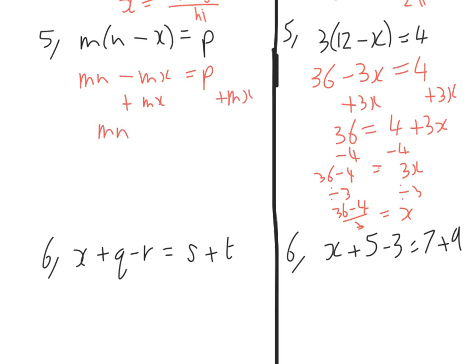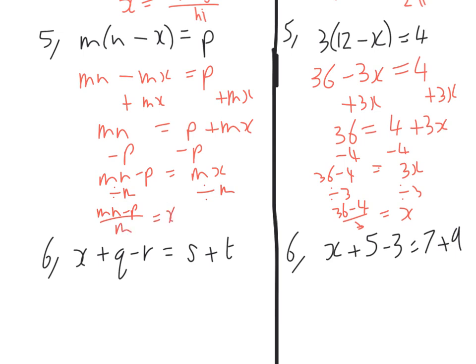We get mn, that now disappears, minus mx plus mx is nothing. On the right hand side you've got p plus the mx. The mx is added with a p, we want to get rid of that p, so take it off. And we get mn minus p equals mx. And then to finish off, we've got mx, so we want to get x on its own. So we would divide both sides by the m. And you'd end up with mn minus p divided by m equals x.